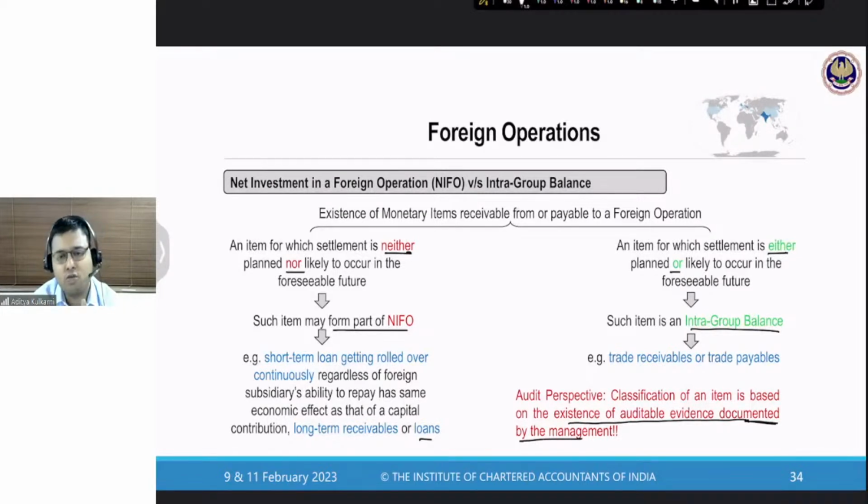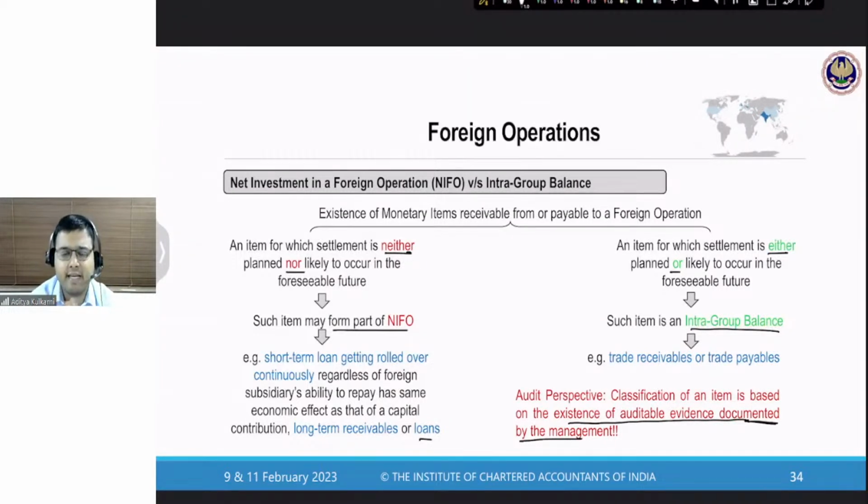These companies do this kind of agreements to ensure that they don't get a debt burden in their balance sheet. So it becomes very difficult for the auditors also to point and say that this is a lease contract, this is a net investment in foreign operation. So there you have gray areas.